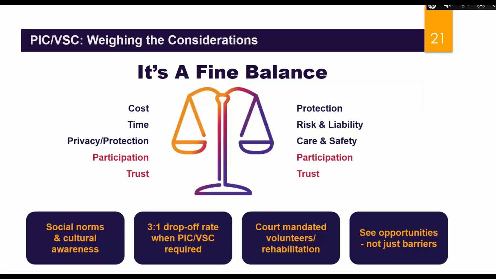There's also something to a trauma-informed perspective as well. The process of getting a vulnerable sector check or a PIC done for a person that has experience with trauma, going into a police station may be traumatic for them as well. So that might also be another reason why there's that 3-to-1 drop-off rate when a PIC or VSC is required. Again, it doesn't mean the volunteers are a bad person, but there could be some issues with trust around that for sure.